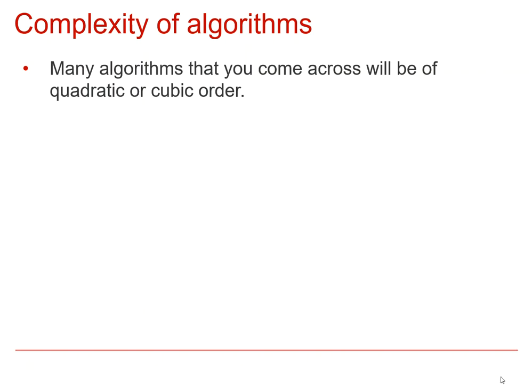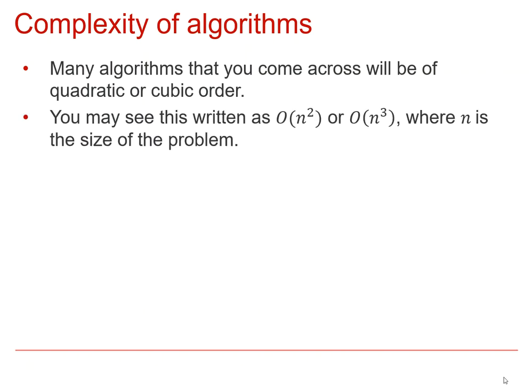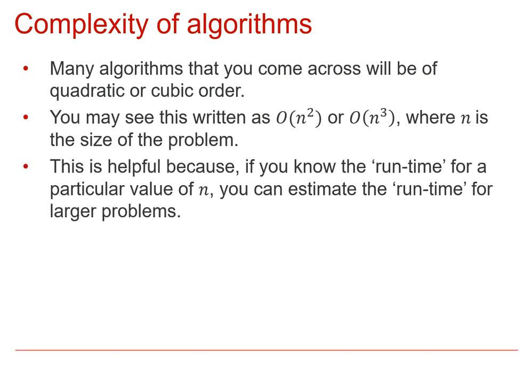That will be written possibly using the shorthand notation, order n squared or order n cubed, where n is the size of the problem. And what that means is that the time it takes for the algorithm to complete will be proportional to the square, if it's quadratic, the square of the size of the problem, or if it's cubic, it will be proportional to the cube of the size of the problem.